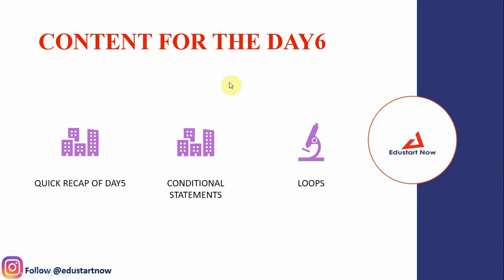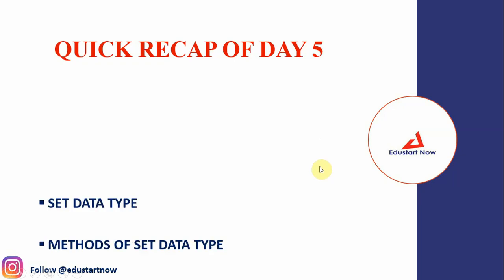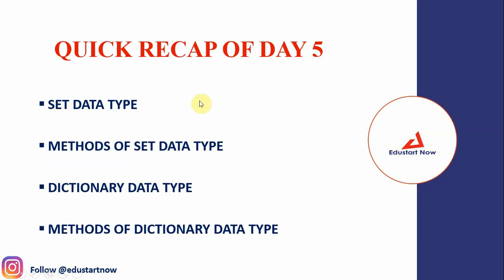So now, content for day 6. Quick recap of day 5, conditional statements and loops. Let's see the very basics of loops today, and tomorrow we'll see the complete loop concept. Quick recap of day 5: we have seen the set data type, methods of the set data type, the dictionary data type, and methods of the dictionary data type very clearly.